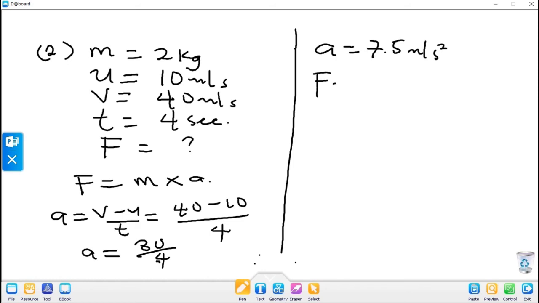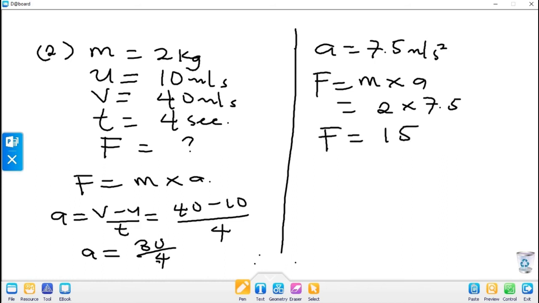Having obtained acceleration, therefore our F is equal to m times a. Our m is 2 kg multiplied by 7.5. When we multiply, our F will be 15 newtons. So this is the magnitude of the force acting in the vertical plane.